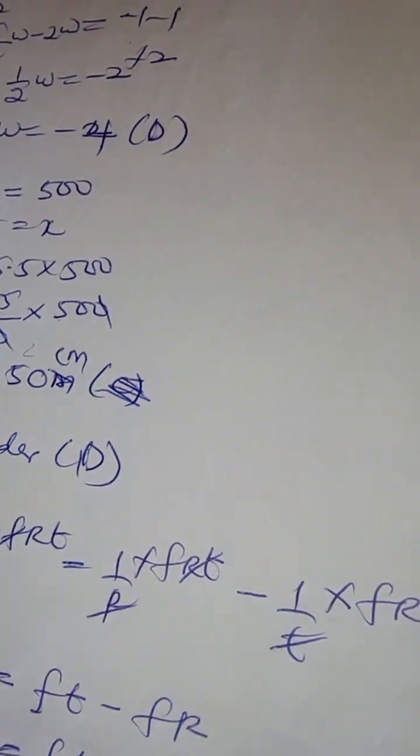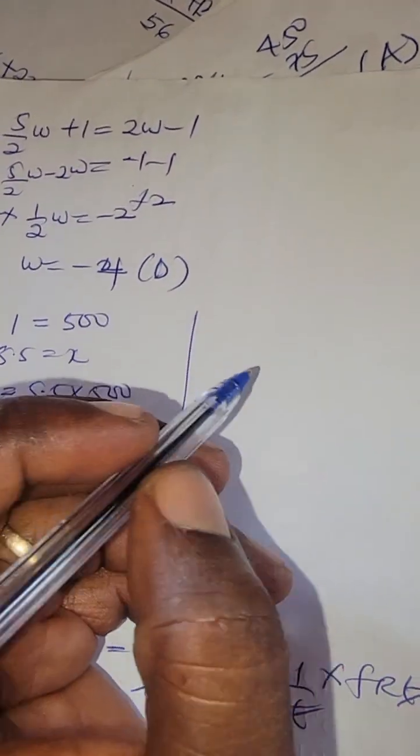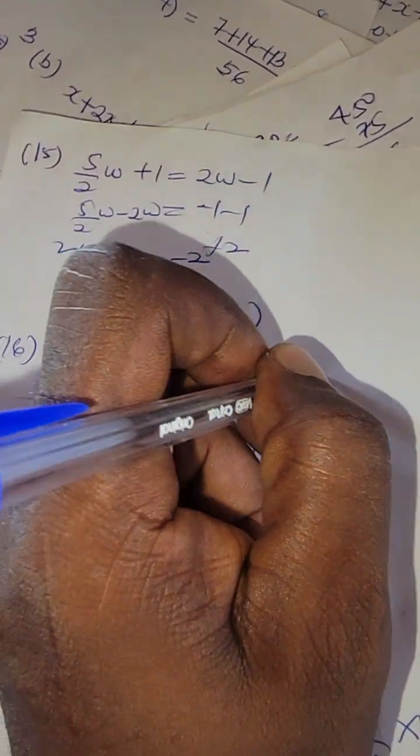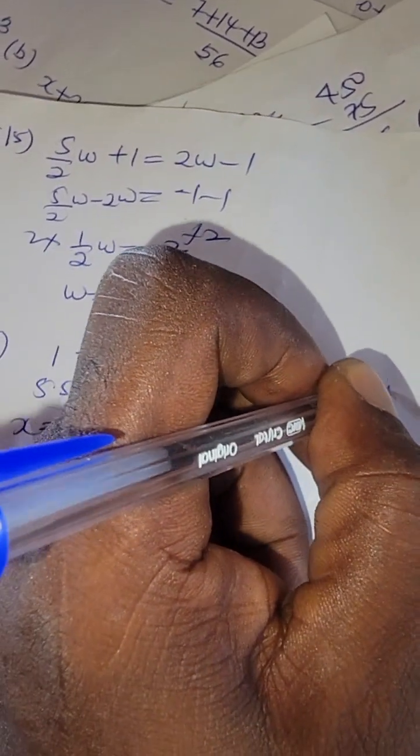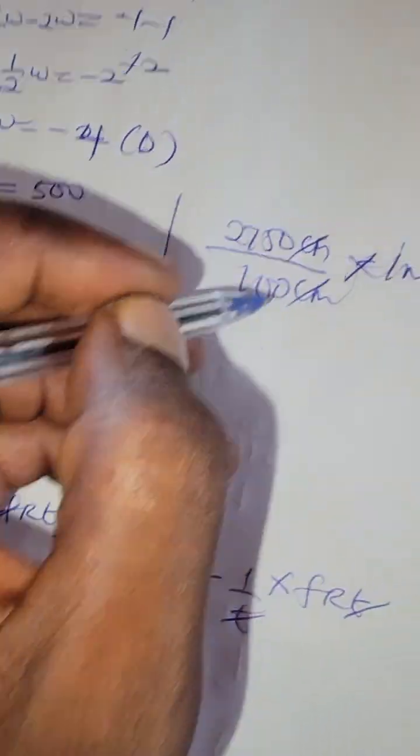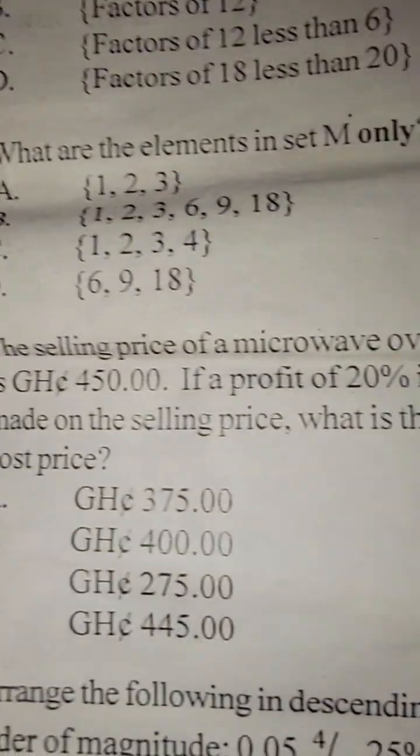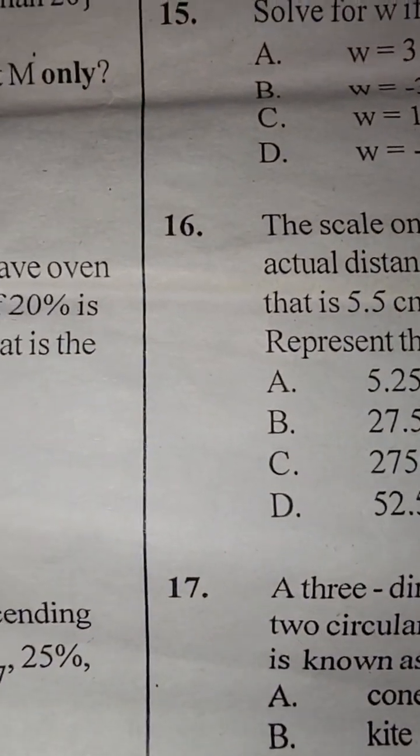I made a mistake here. It's in cm. Now we change from cm to meters. So 2750 cm. 100 cm is 1 meter. So that's times 1 meter. This goes off, so you come back twice. So that's 27.50 meters. And that is option B.